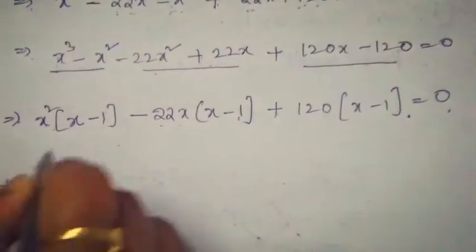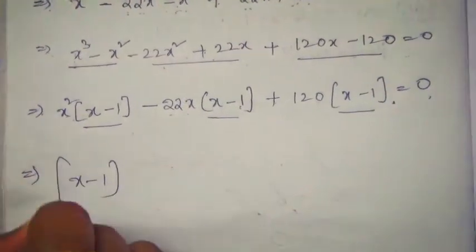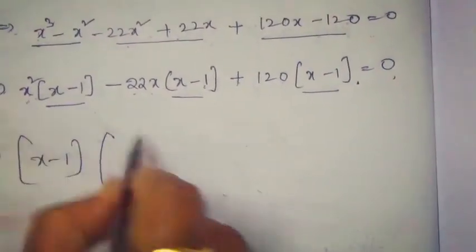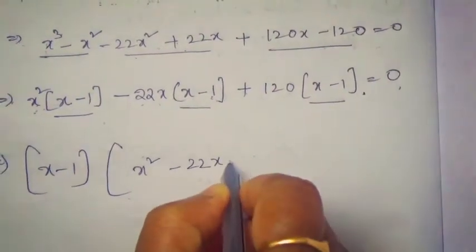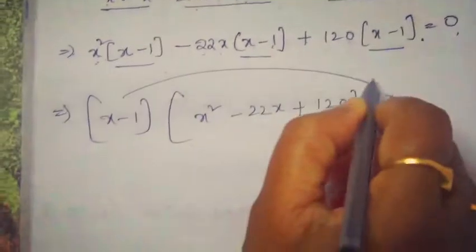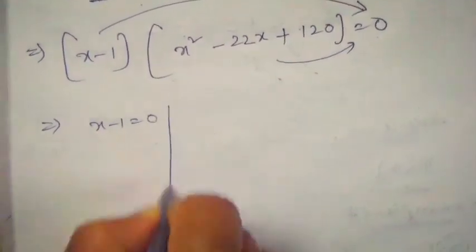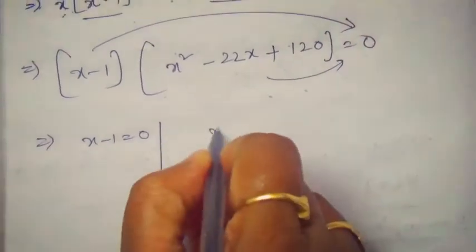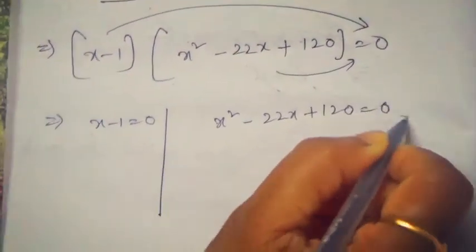So in all these terms x minus 1 is common. So what remained here? x square minus 22x plus 120 is equal to 0. You just equate this. Okay, that implies x minus 1 is equal to 0 is one of the factors, and the next one is x square minus 22x plus 120 is equal to 0.